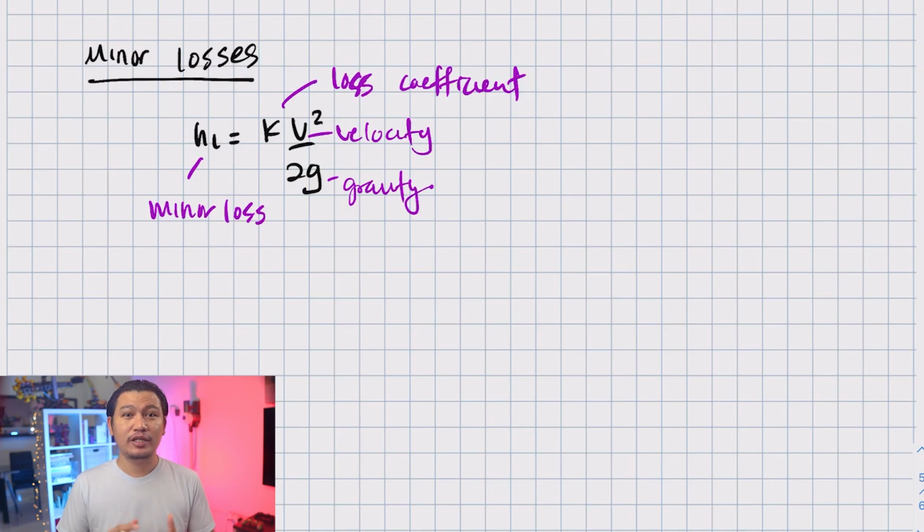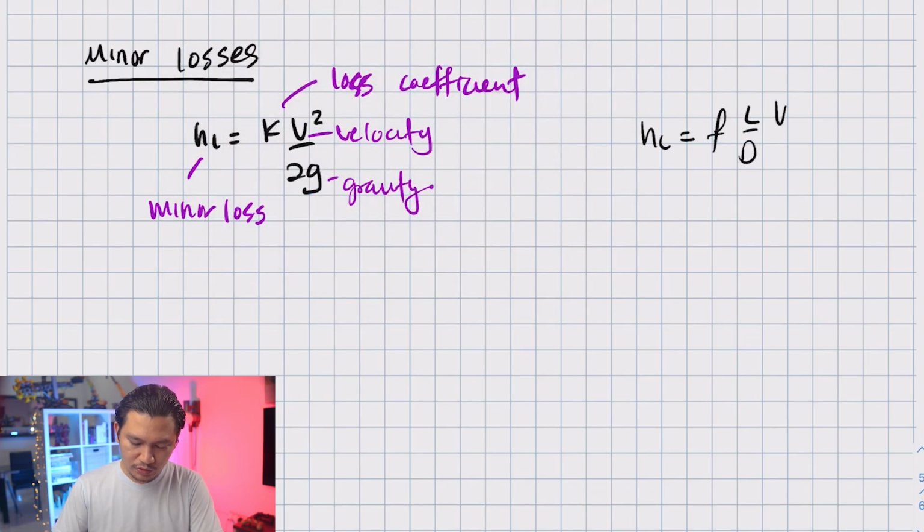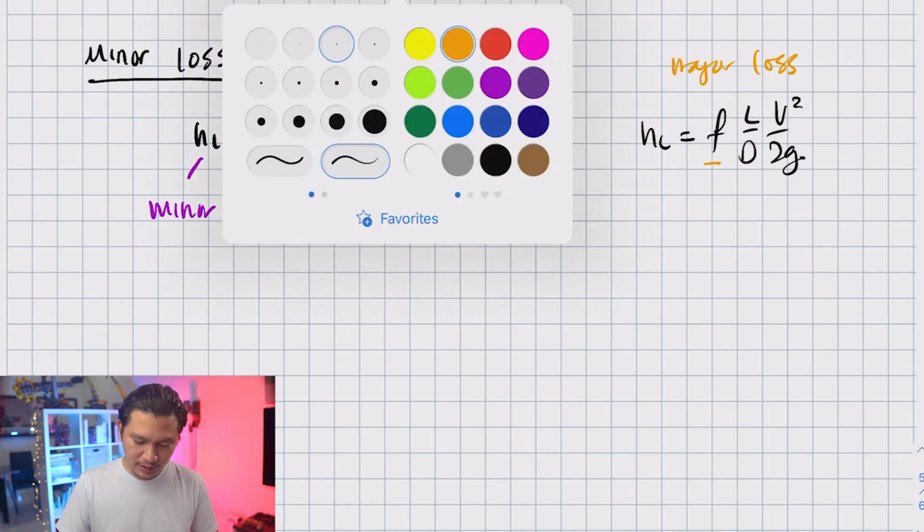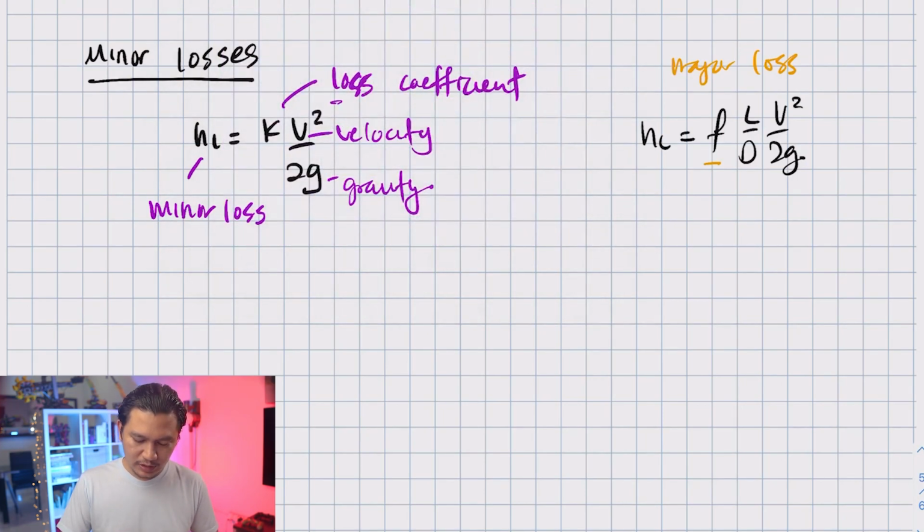Now remember that the equation for major losses is HL equal to FL over D, V square over 2G. Now this is the equation for major loss. So for major loss, you have this F, which is called the friction factor. But for minor loss, you have K, which is the loss coefficient. Now the value of K is usually given in a table. Let me show you what this table looks like.